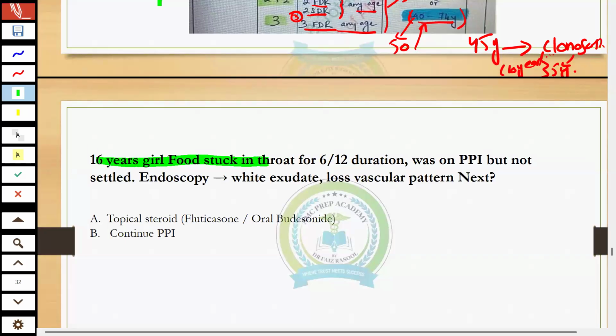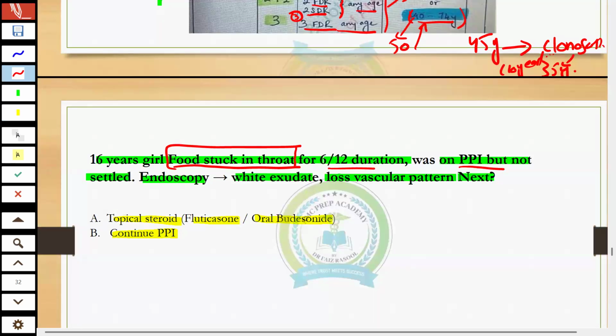A 16-year-old girl has food stuck in the throat for 6 to 12 months duration. She was on a PPI but it did not settle. Endoscopy shows white exudate and loss of vascular pattern. What is the next step? Option A, topical steroid, fluticasone or oral budesonide. Option B, continue PPI. So doctor, what is the diagnosis here? Focus on food stuck in the throat as well. Food stuck in which condition? And was on a PPI but not settled. So this is also important.